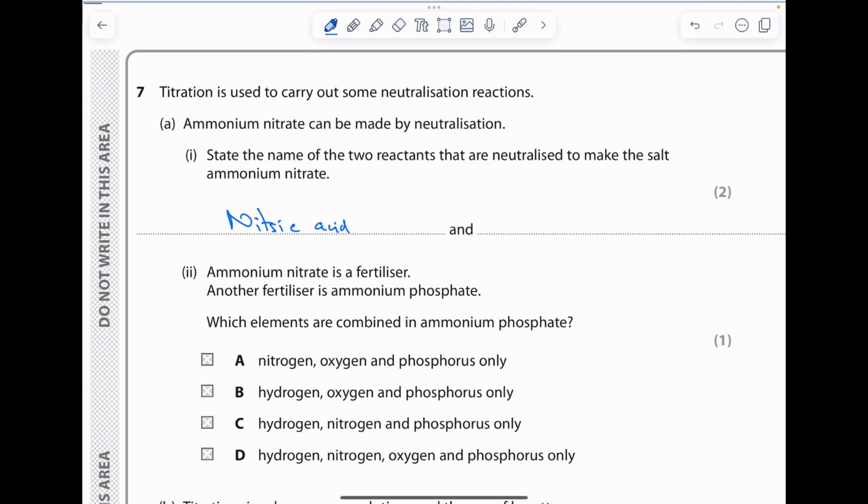And if you remember, acid plus a base, or acid plus alkali, makes a salt and water. And in order to get the ammonium, we need to have ammonia as the other chemical in that reaction.